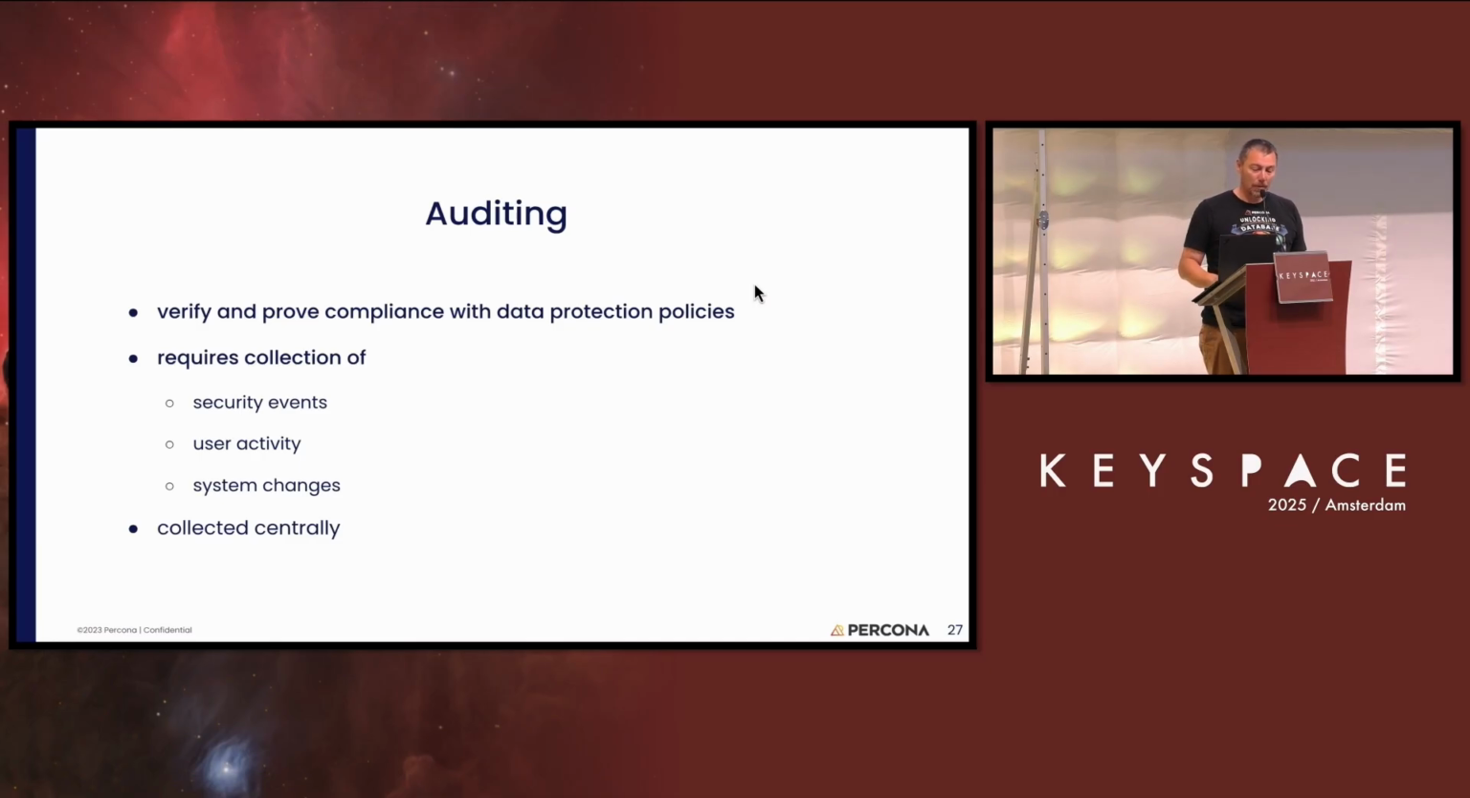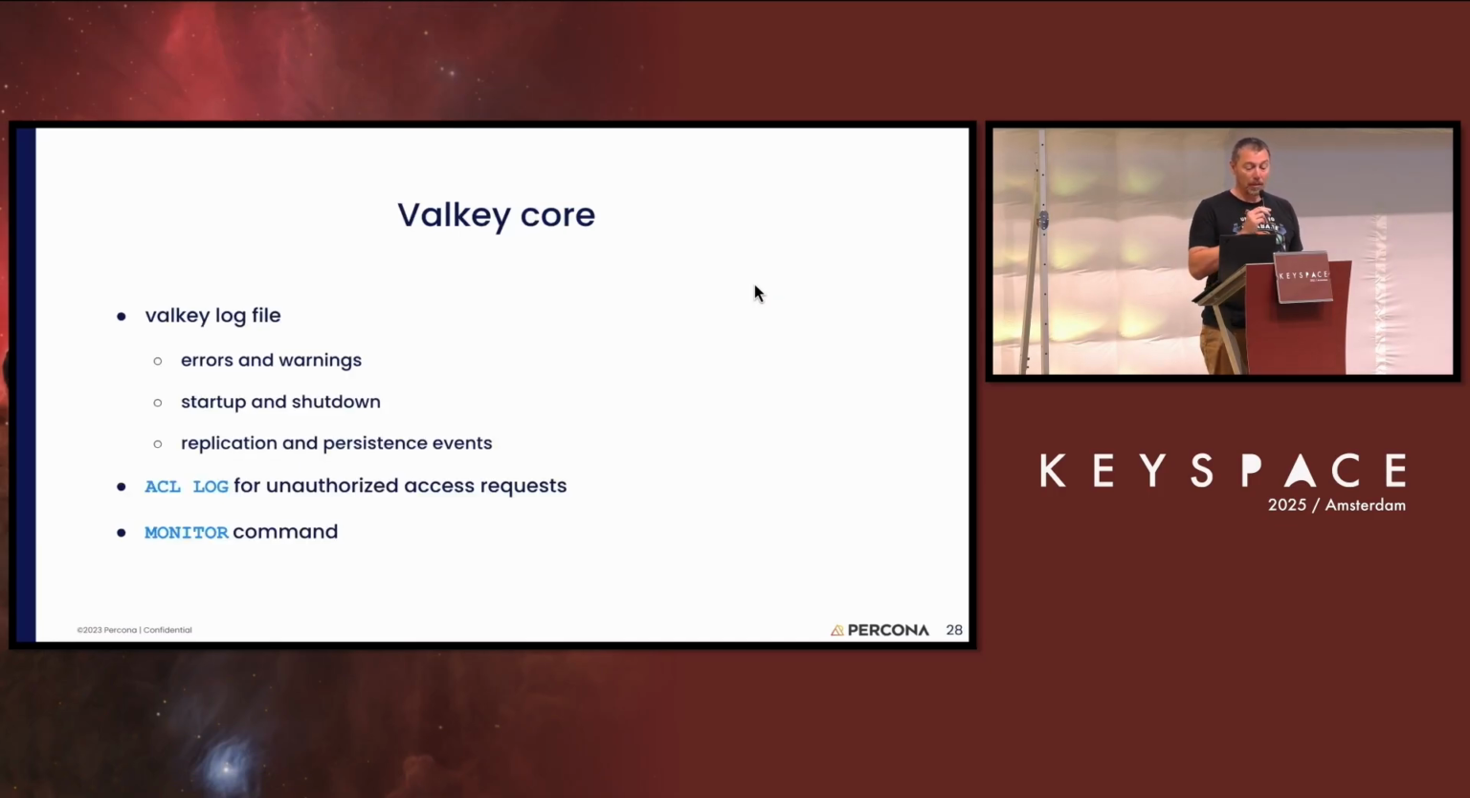So let's have a look at how we can do this with Valkey Core right now, right? So we have the Valkey log file, which contains errors and warnings, startup and shutdown, and replication, persistence events. And I think if you turn on debugging, it also shows you all the connections that are made. But that's the extent of what Valkey Core can give you in that regard.